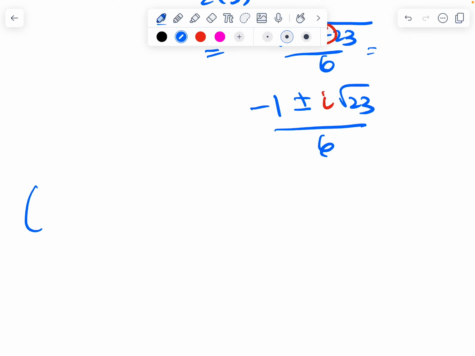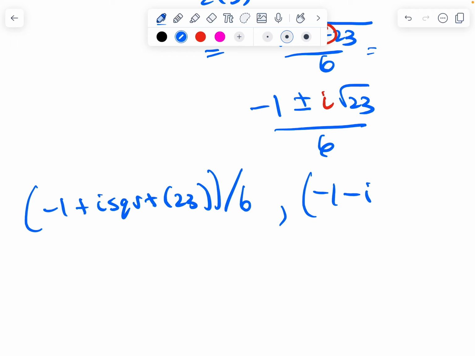And again, to type it in, it would be something like this. And then your other solution, negative 1 minus i square root of 23 over 6. Okay, so that gets you through questions 2, 3, and 4.